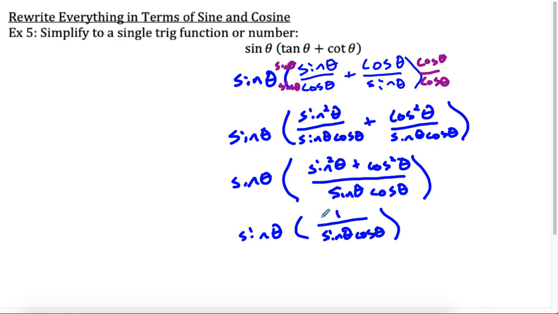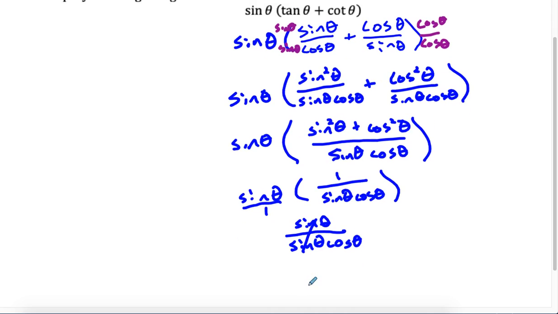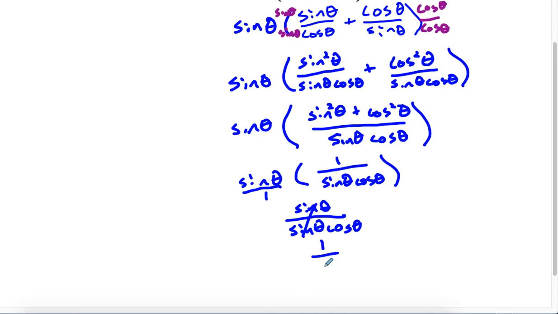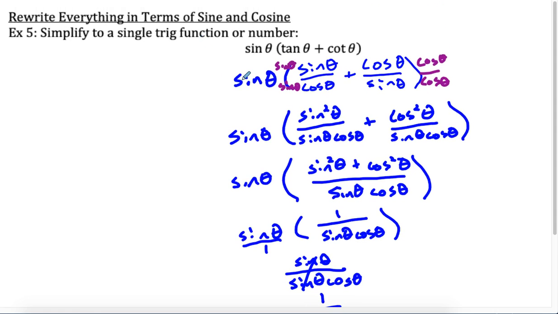Now, if we're multiplying, this would just be sine over 1. Multiply that in, I'll have sine of theta over sine of theta times cosine of theta. The sines would cancel out, and I would just then have 1 over cosine. And we know 1 over cosine is just equal to secant. Okay, so we had to use 2 strategies here, really. First, we just changed everything to sine and cosine, and then we got common denominators to add these fractions together to see what we could do from there.